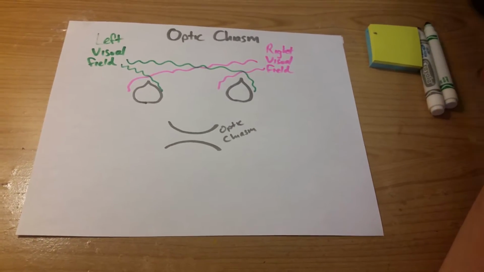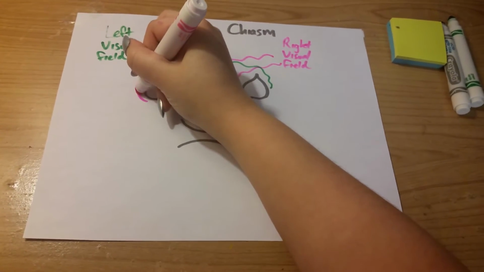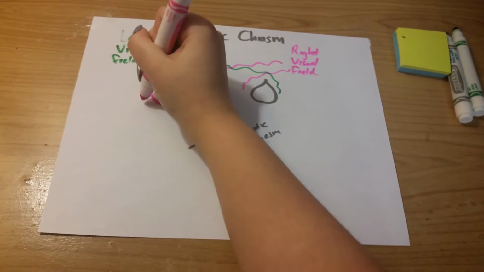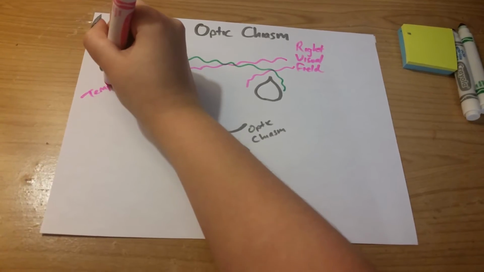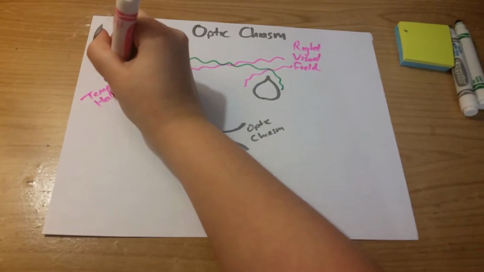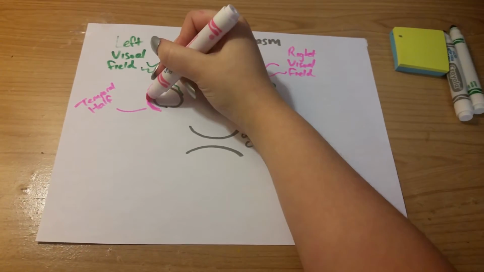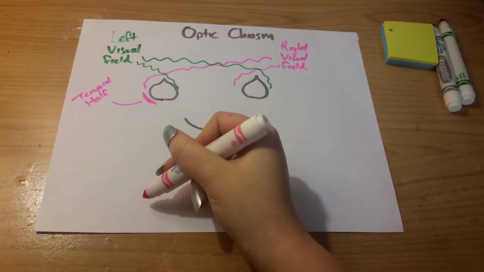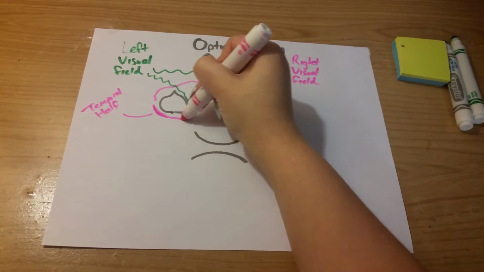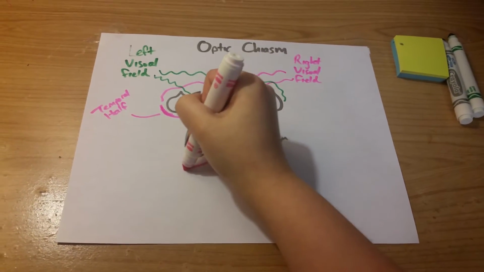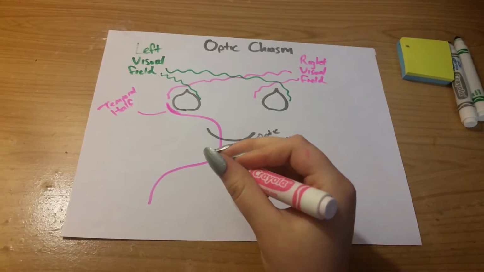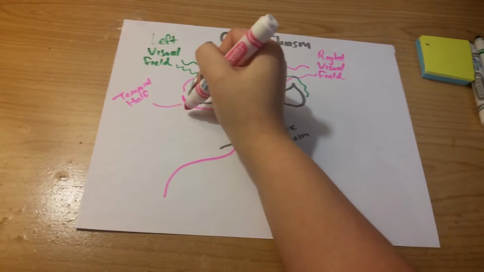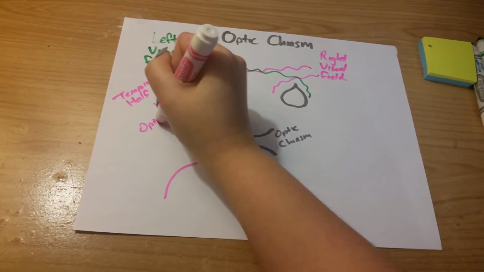So the left side of the retina here, this outside part, is called the temporal half. And this information will come from the right visual field to the left visual cortex. And it does this by crossing over the optic chiasm and moving over to the left side. So this is our temporal half, which is on the outside, and it will not cross through the chiasm. In addition, this is our optic nerve.